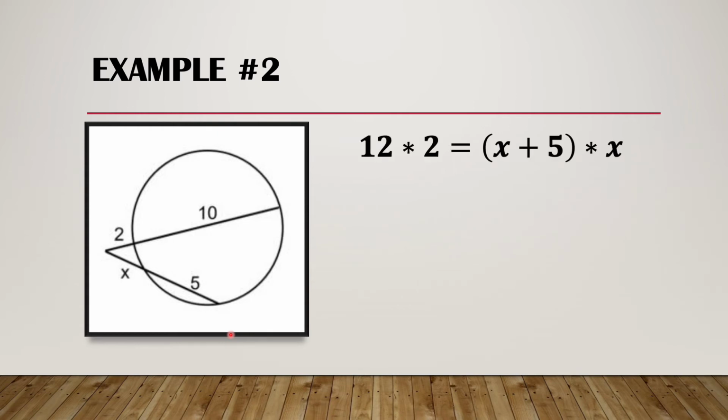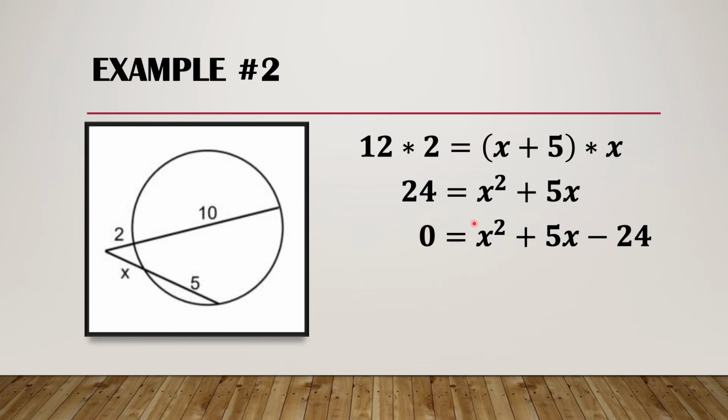Our equation now is secant, so 2 plus 10, we have 12, multiplied to its external secant segment, which is 2, equals secant, that is x plus 5, multiplied to its external secant segment, which is x. Now let's simplify. 12 times 2 is 24. Then distribute x. X times x is x squared. X times 5, that is 5x.